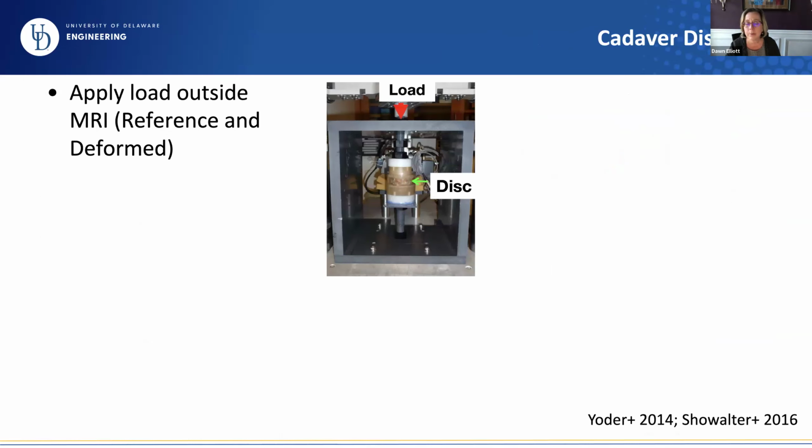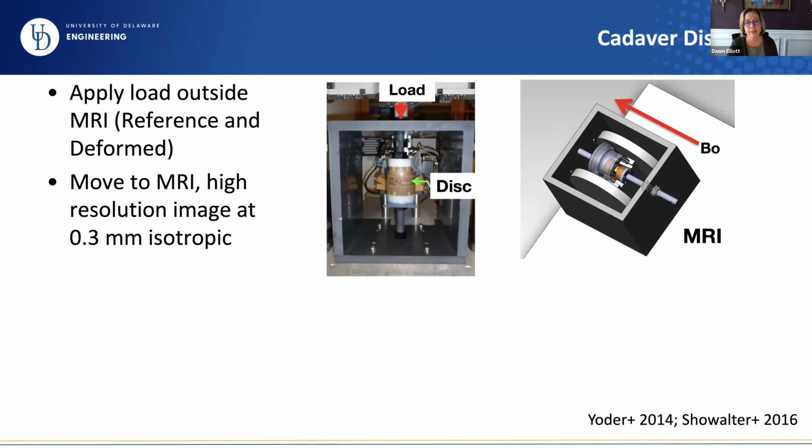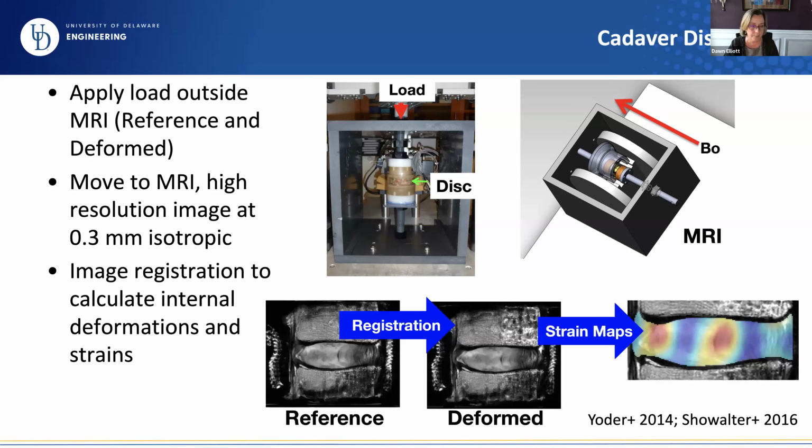So the work of my lab at doing this started with using cadaver discs. And we started by applying load in a spinal test device outside of the MRI. So we would apply load and fix the disc at a reference or deformed condition, and then take that system that was fixed with load, move it into the MRI, and acquire a very high resolution image at 0.3 millimeter isotropic resolution. Then we would use some sophisticated image registration software to calculate the internal deformations and the strains between the reference and the deformed image.